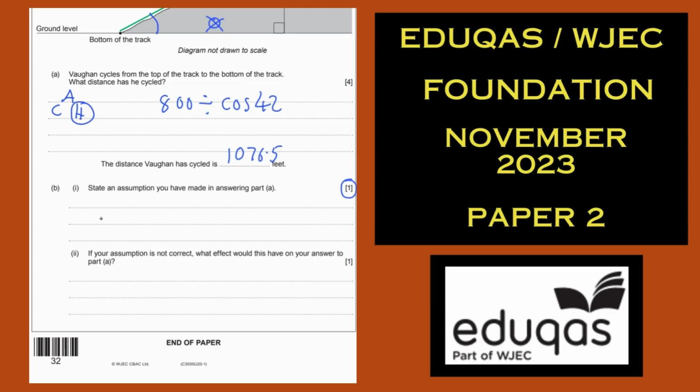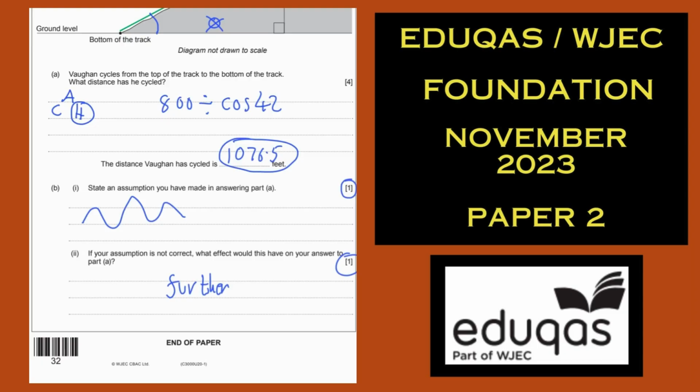What effect would it have? Well, if he's not able to cycle in a straight line, if there is indeed some zigzagging, it's going to take him longer to cycle down. But what effect is that going to have on there? He's going to have cycled further. He's going to need to cycle a longer distance to finish the race, to get to the bottom of the track. Again, words to that effect. Don't overcomplicate. Only worth 1 mark.